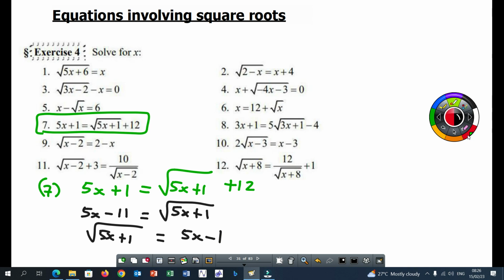Okay. First, I took the positive 12 to the left. So this 1 minus 12 will give us minus what? 11. Right? Then, since 5x minus 11 is equivalent to the square root of 5x plus 1, generally the square root must go on the left-hand side. So I can just swap their positions. There is no need to change any signs.